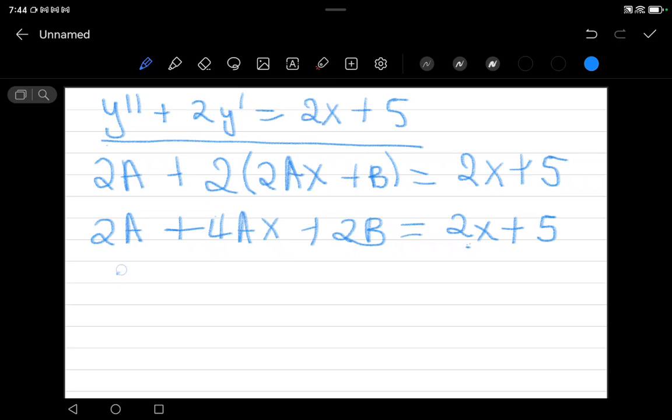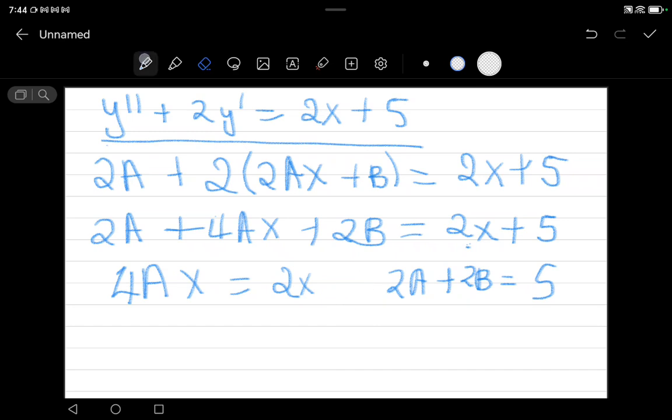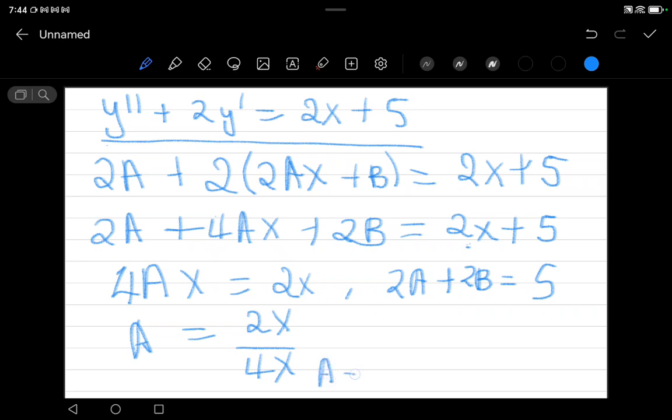So we're going to write 4ax equals 2x, and then 2a plus 2b equals 5. Here we're just grouping the terms that have x together and the terms that don't have x together. Now from here, a equals 2x divided by 4x. We divided both sides by 4x, therefore a is going to be 1 over 2. The x and the x cancel each other. 2 divided by 4 is 1 over 2.